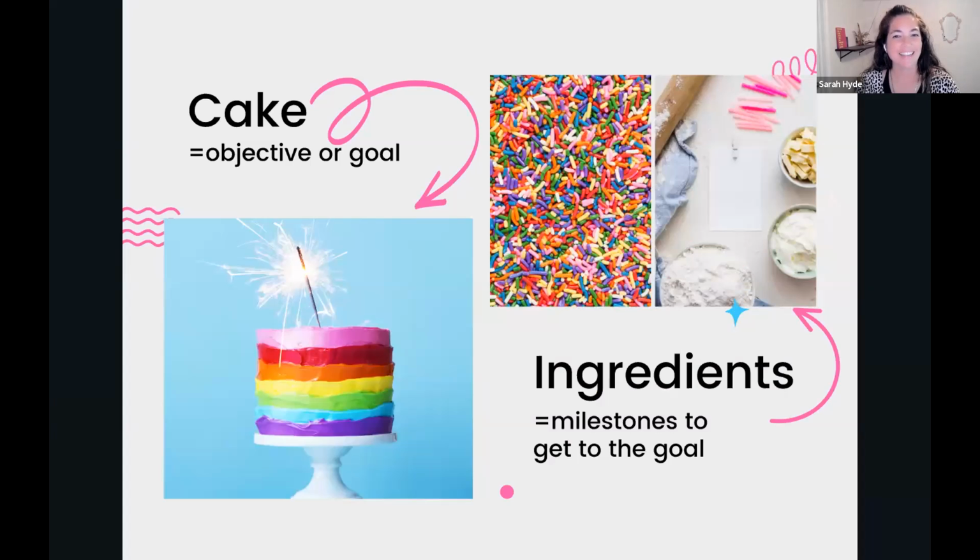When I said tasty, I meant what's the cake you're baking? And what are the ingredients you need to make it delicious? The cake is your objectives or your goals or what you want to accomplish during the campaign. And the ingredients are the milestones that you need to meet in order to get to the goal. For example, your cake could be you need to fundraise for immediate disaster relief. And the ingredients for that cake could be to raise $50,000 for medical supplies and assistance.